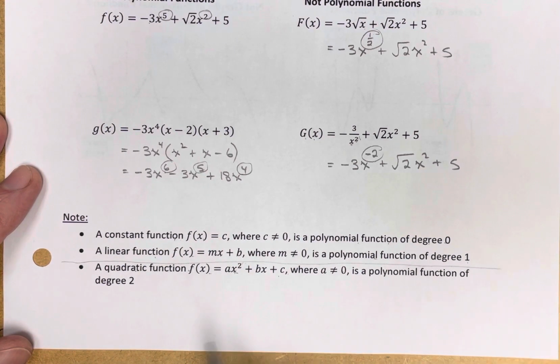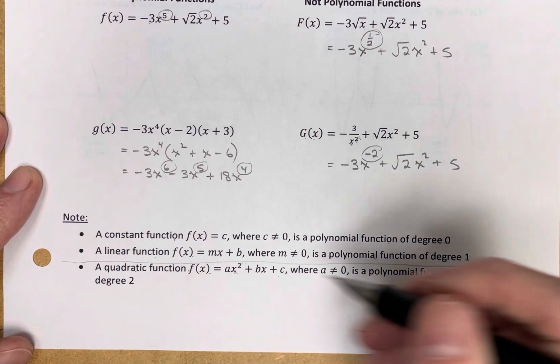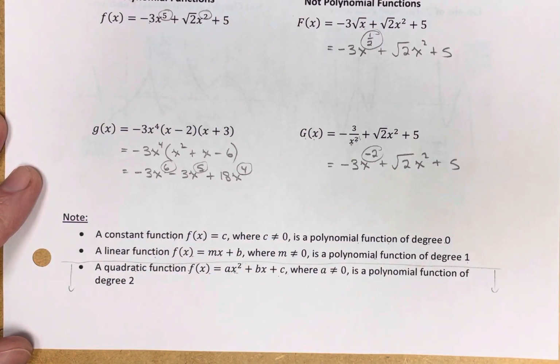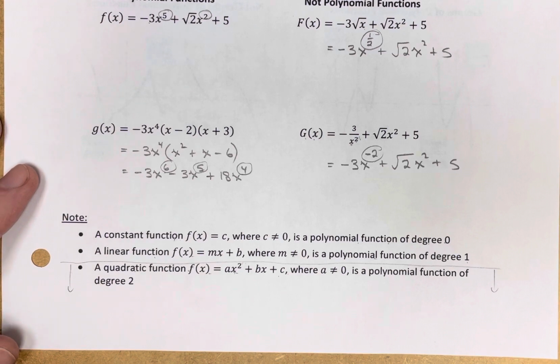Again, we'll be focused here down. We're not going to deal with linear. We're going to deal with degree 2, degree 3, degree 4, and higher. So there you have it, how to identify polynomial functions.